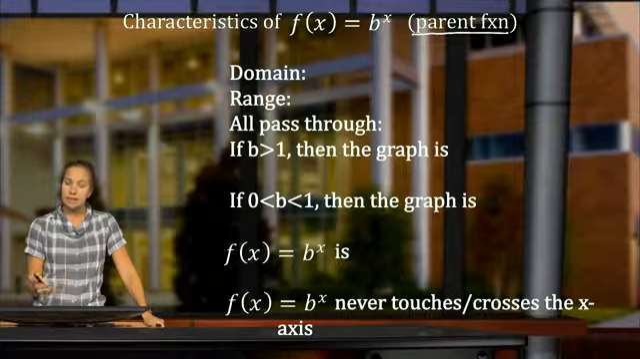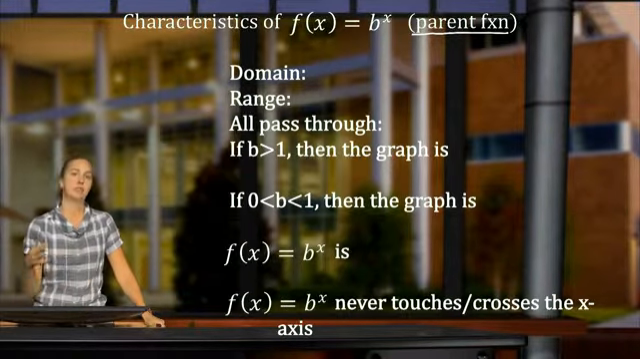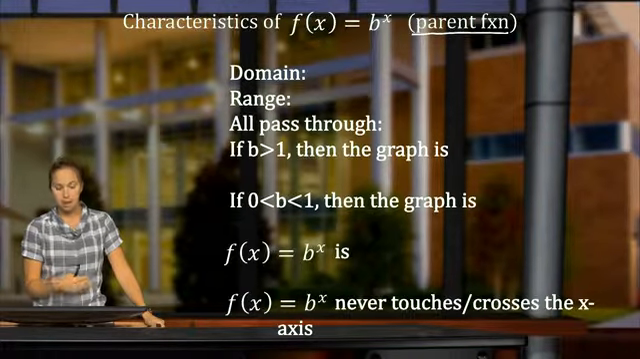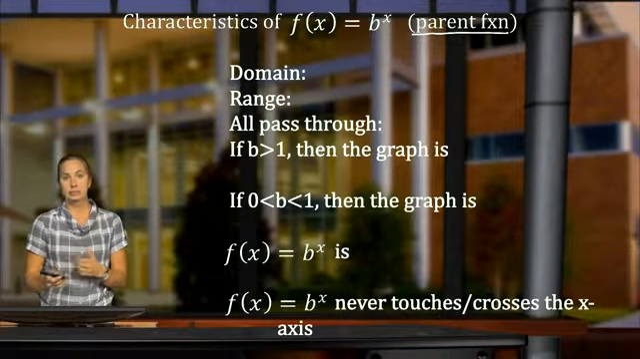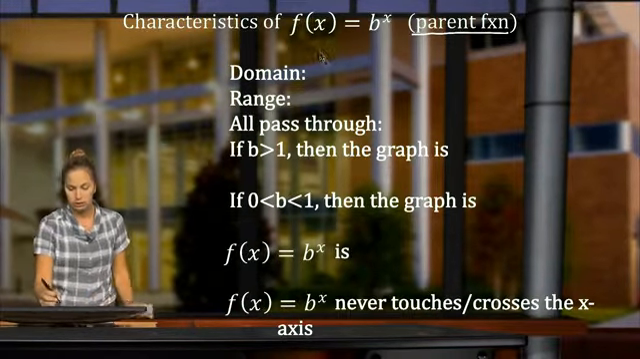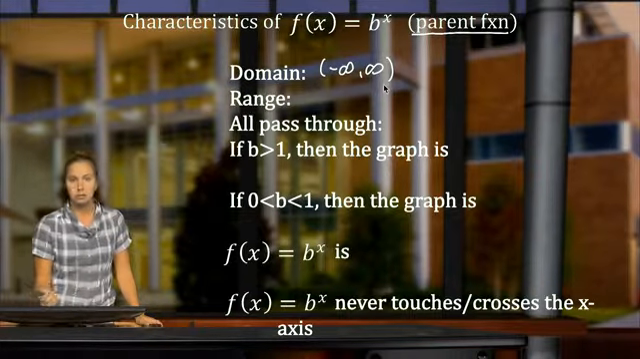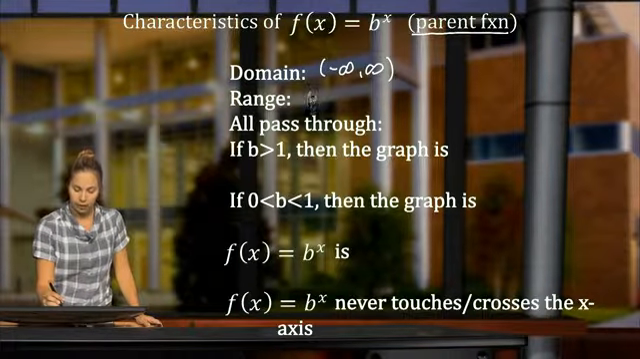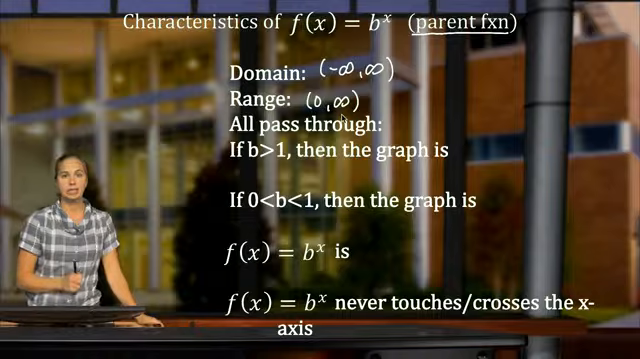Now again, this does not account for any type of transformations, no vertical shifts, no horizontal shifts, no reflections, things like that. So the domain for all of our exponential functions, these parent functions, is going to be the same, negative infinity to positive infinity. We saw that in the last two graphs, didn't we? The range is going to be 0 to positive infinity.